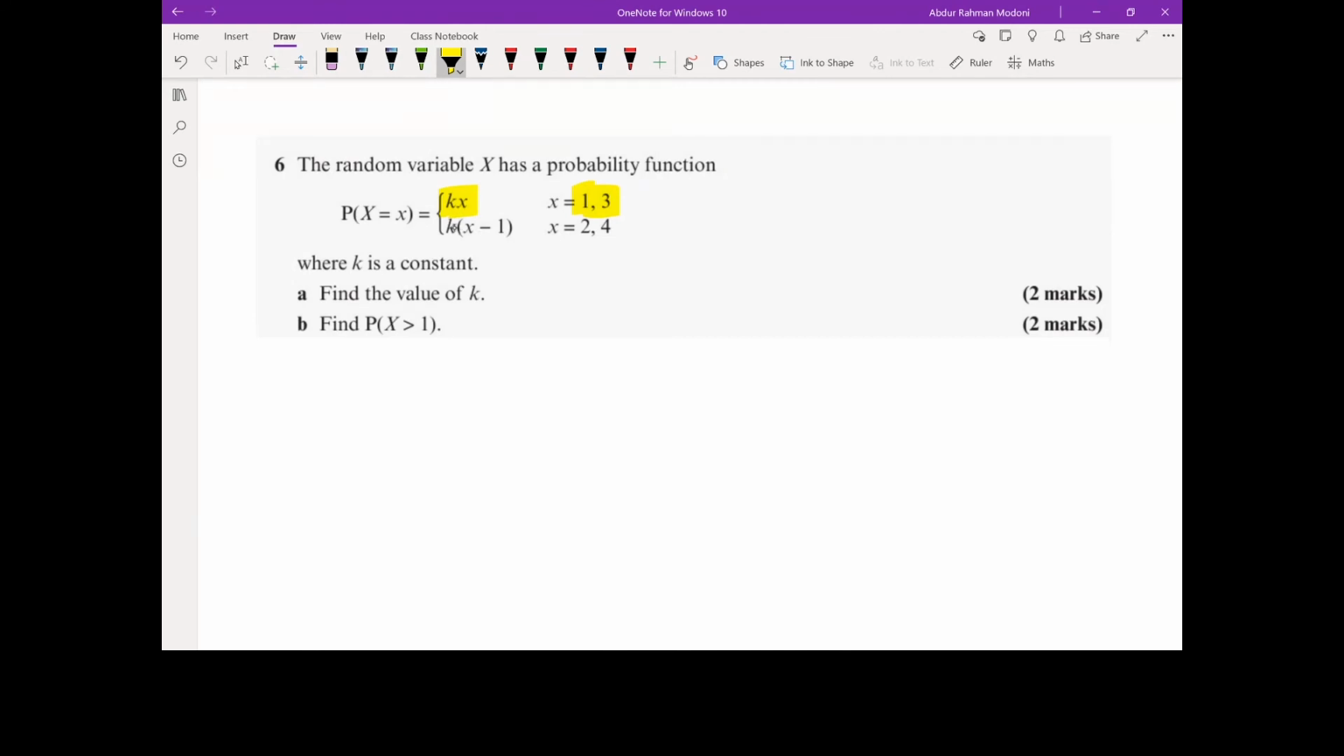And then also that the probability is equal to k times (x minus 1) when the outcomes are 2 and 4. Now we can take this probability function and represent it in a table. It's quite nice to represent it in a table because then you can see all the outcomes. So I'm going to list all my outcomes. So x can be 1, 2, 3 and 4. I got those outcomes from there.